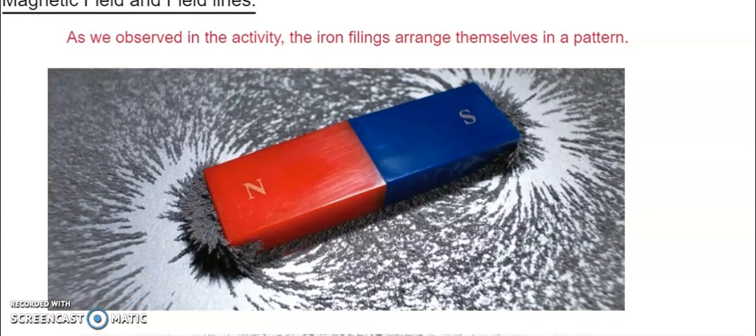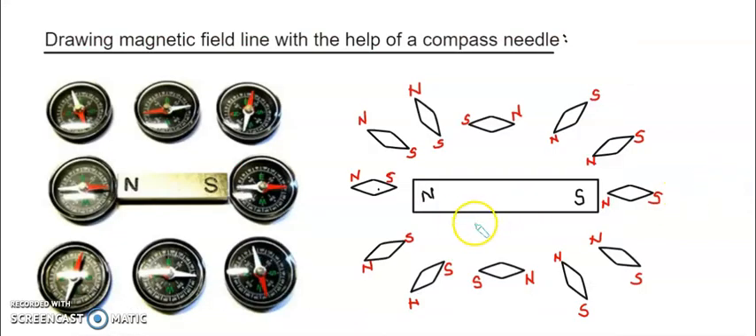Okay, let's look into the activity where we can identify, or mark out, the region where the magnetic field is present, the strength of a magnet. We can do it by using the compass. So here they have placed the magnet, north pole and south pole, and they are placing the compass. This is the real picture which I have depicted in this one.